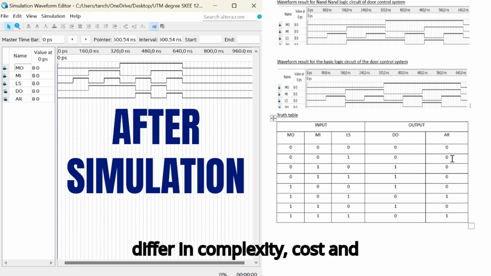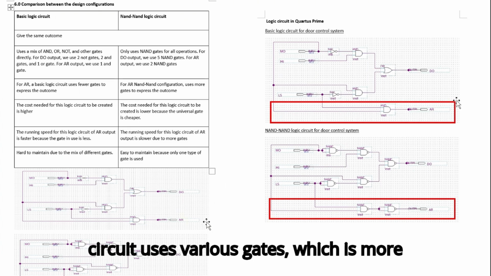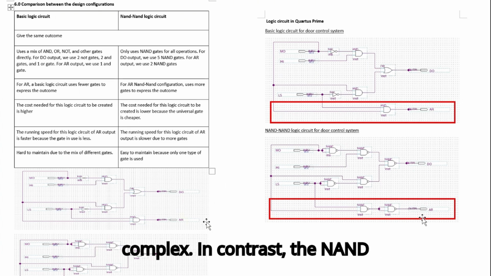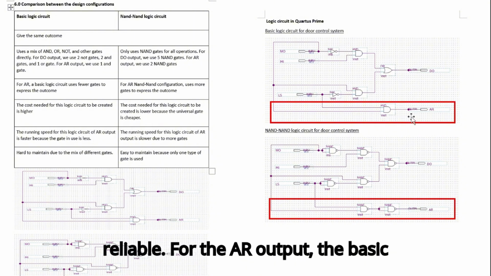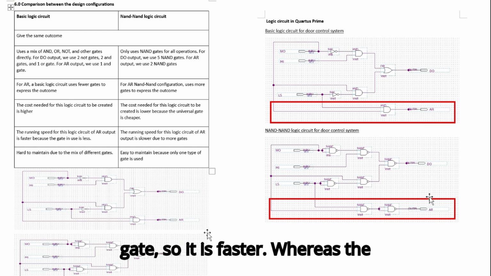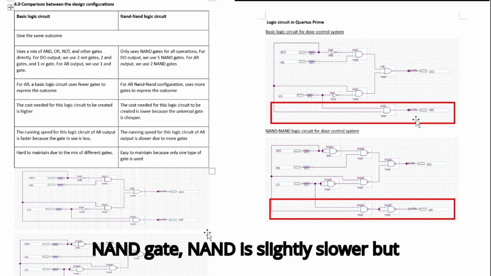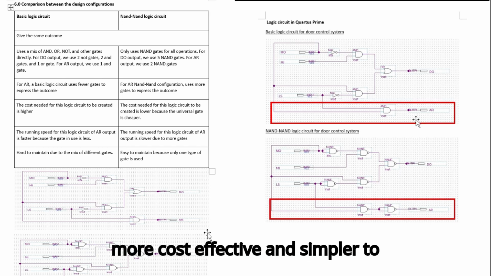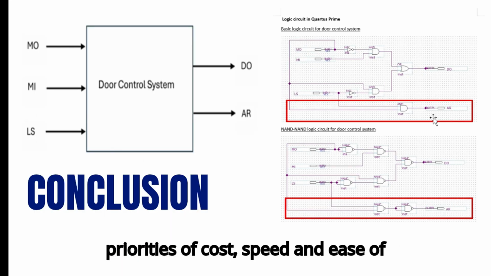However, they differ in complexity, cost, and maintenance. The basic circuit uses various gates, which is more complex. In contrast, the NAND circuit only uses NAND gates, making it cheaper, easier to maintain, and more reliable. For the AR output, the basic logic circuit uses fewer gates, one AND gate, so it's faster, whereas the NAND logic circuit uses more gates, two NAND gates. NAND is slightly slower, but more cost-effective and simpler to maintain. The choice depends on the priorities of cost, speed, and ease of maintenance.